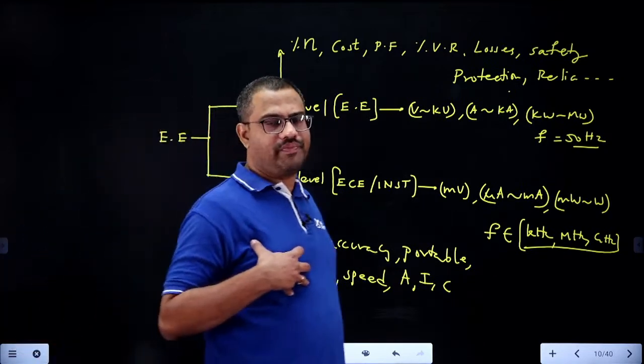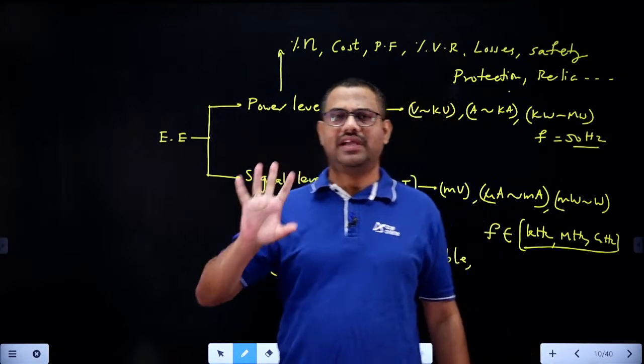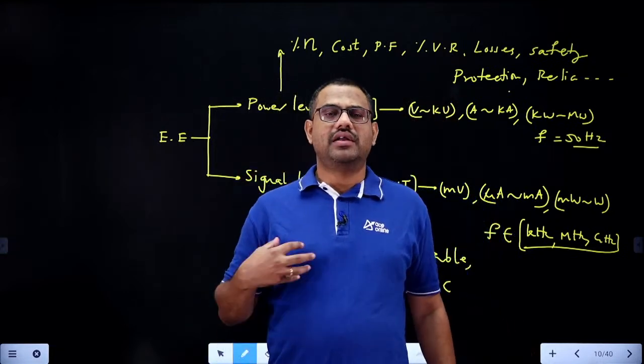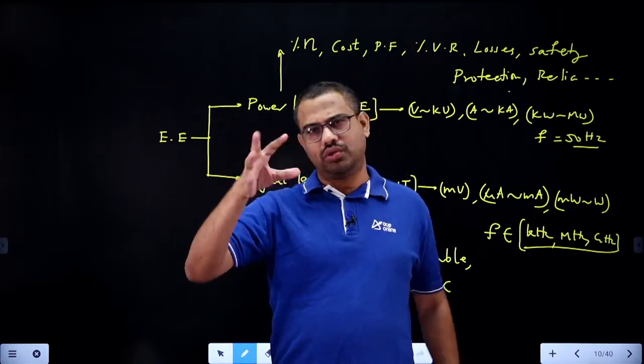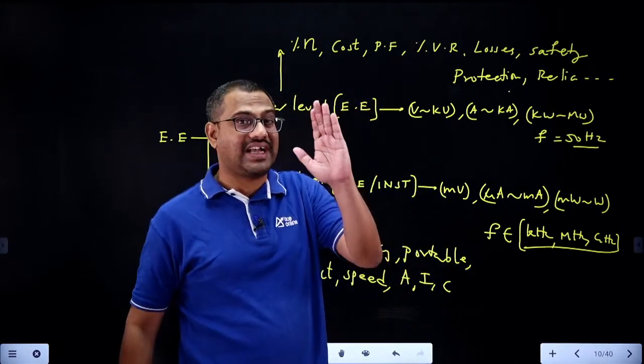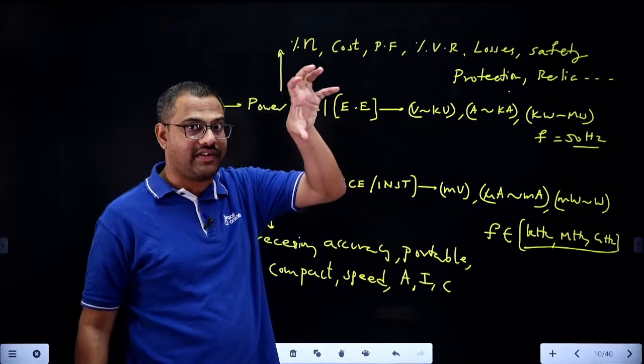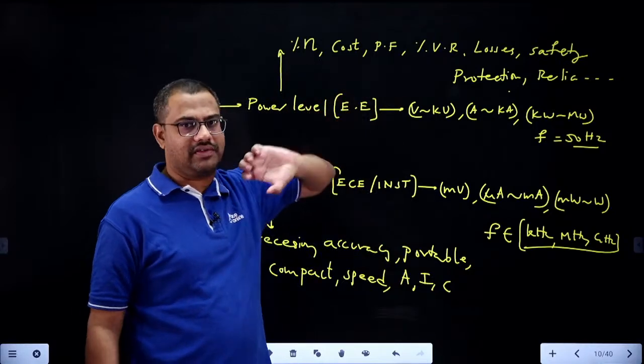In my house also, I'm utilizing this energy both at power level and signal level. Every month I pay my energy meter bill, somewhere 2,000 to 3,000 rupees. That is the kilowatt hour meter. Our energy meter is a kilowatt hour meter, and that is for utilizing energy at power level.